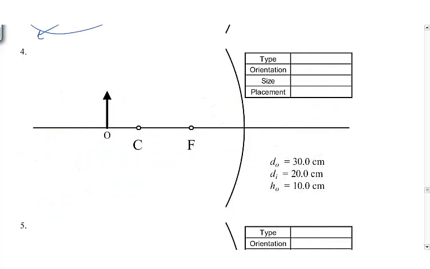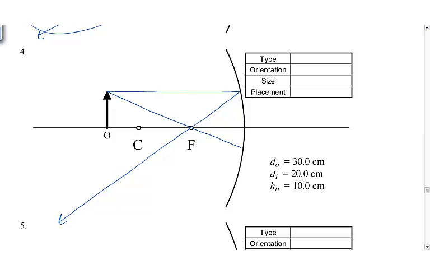Example 4. Line up your ruler parallel to the axis, and then through the focal point. Next rule, the second rule I would use, is lines that go through the focal point will reflect parallel to the axis.